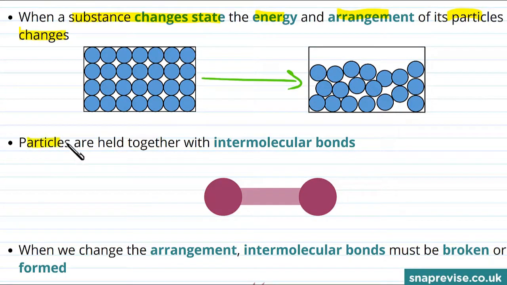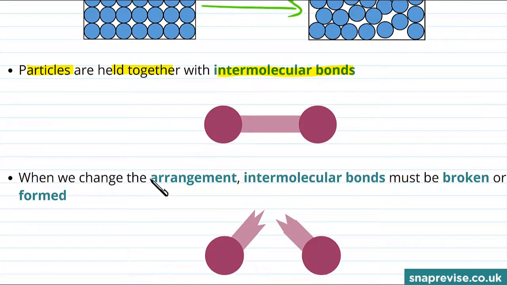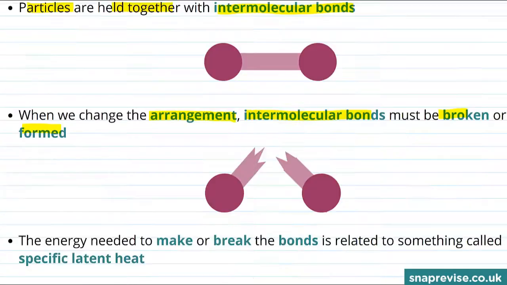Well, particles are held together with things called intermolecular bonds. And when we change the arrangement, intermolecular bonds must be broken or formed. So for example, if all of the particles in a material have intermolecular bonds like this, then this tells them where they all kind of need to sit relative to each other. On the other hand, if we break these intermolecular bonds, then the particles are going to have more choices about how they can arrange themselves. So changing state is all about making and breaking these intermolecular bonds.